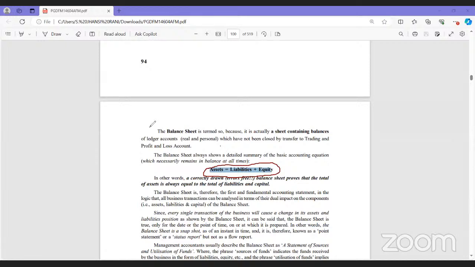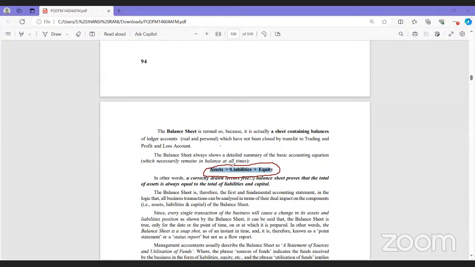Now, assets means what the organization owns by itself, like building, plant, machinery, motor car, or any stock, cash in hand, cash at bank. These are all owned by the company. And we have a term called sundry debtors, where outsiders are due to the organization.